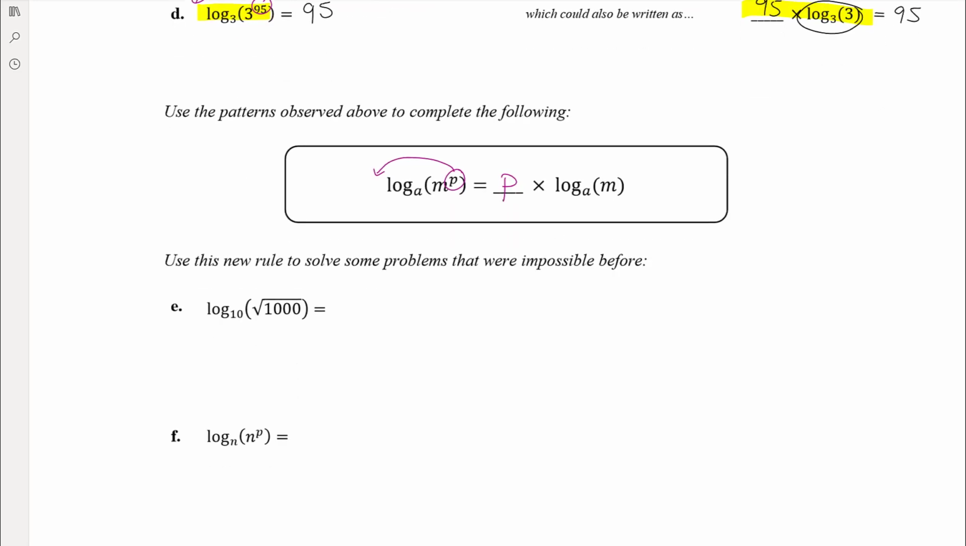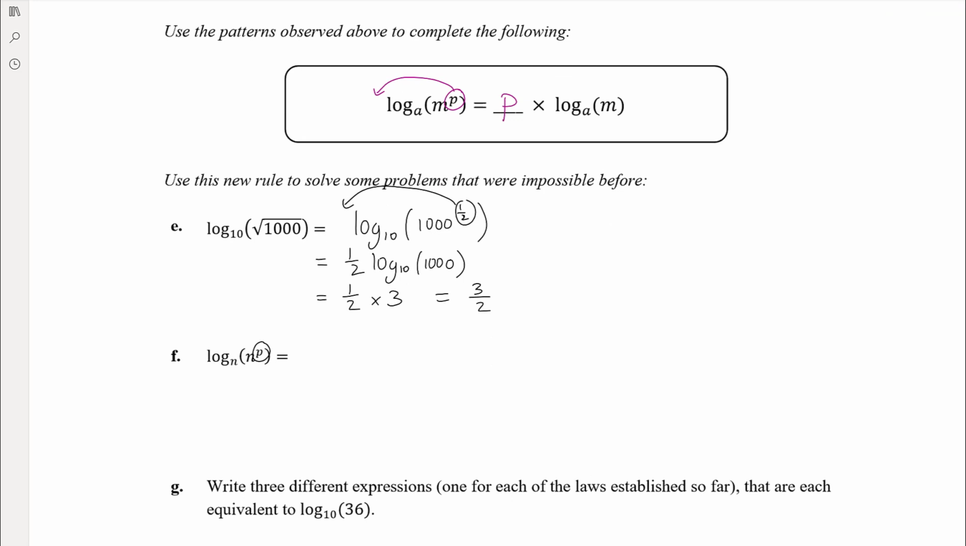Okay, so again we can solve some problems that otherwise weren't solvable. We're going to have log base 10 of, that's 1,000 to the power of a half. The square root is a power of a half. So we can bring that half out the front, and we have half times log base 10 of 1,000. Log base 10 of 1,000 is 3, and so we've got half times 3, which is 3 on 2. Here, we can bring the p down the front, so we have p times log base n of n. Now, n to the power of what equals n? Well, that will just be 1. And so this whole thing just equals p.